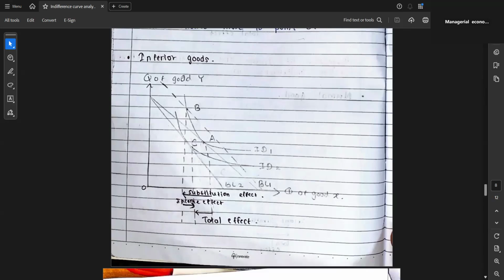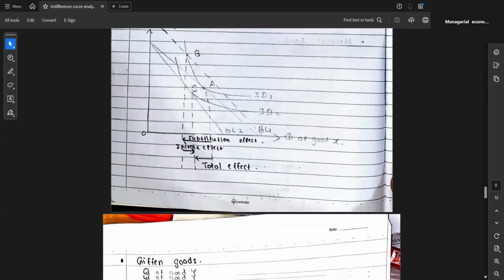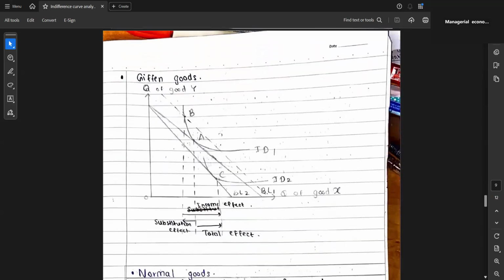So when you are drawing this, it is important to remember this and place points B and C when you're drawing the indifference curve and the budget lines. Remember to draw them and place these points so it shows this effect, the difference in these effects.